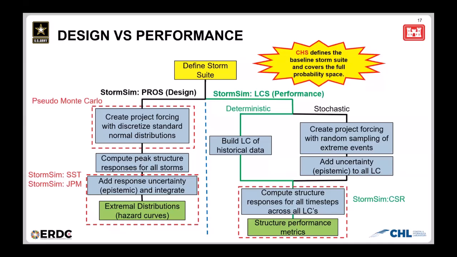And then finally, we leverage StormSim SST, or stochastic simulation technique, and the StormSim joint probability method, or JPM, to take the epistemic uncertainty to those responses, do the integration, and come up with the extremal distributions or hazard curves for responses. Responses in this context can be still water level, overtopping discharge rate, or runout. So you get a hazard curve for each one of those structure responses, and you can establish the design thresholds per the guidance. Use that for your engineering project.